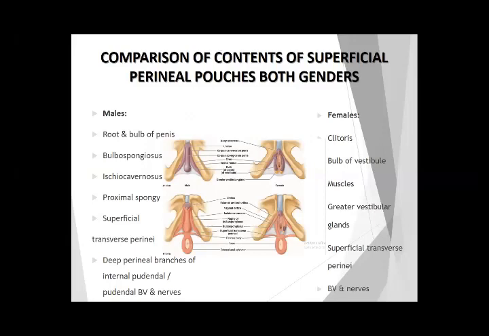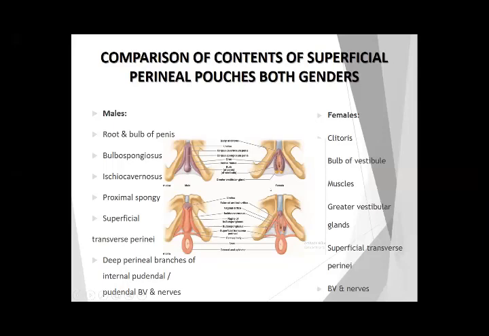Let's compare the contents of the superficial perineal pouch in both the genders. देख लीजिए, males में वही है, external genitalia, root and bulb of the penis. Females में it is the clitoris. ये देख लीजिए, यहाँ पे ये females में this is the clitoris. Then you have muscles, वही bulbospongiosus, यहाँ पे ये है bulbospongiosus. Ischiocavernosus, this is the ischiocavernosus. Females में ये ischiocavernosus है.